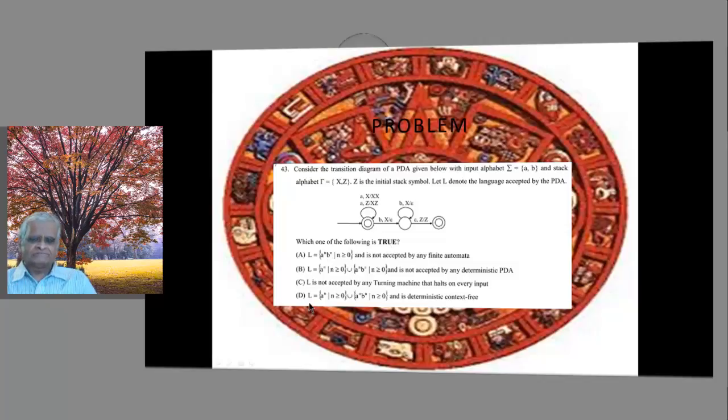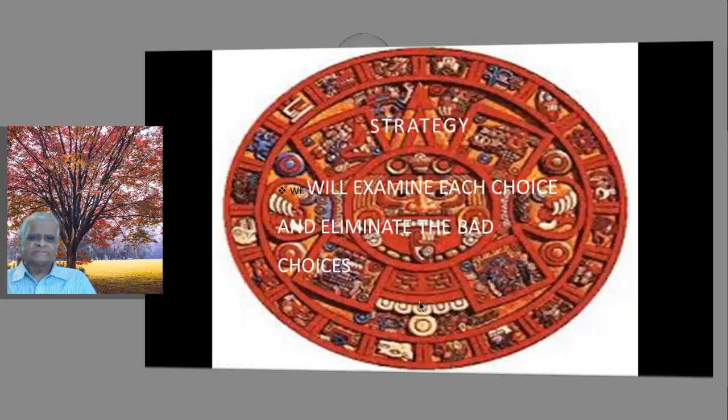There are 4 choices. It's a multiple choice question. One of the choices is correct, 3 of them are wrong. A says the language a^n b^n, which we know is the standard context-free language that is not regular, is not accepted by any finite automata, but is the language accepted by this. C says L is not accepted by any Turing machine that halts on every input. B and D, if you look at these languages, they are the same. But this says L is deterministic context-free. This says L is not deterministic context-free.